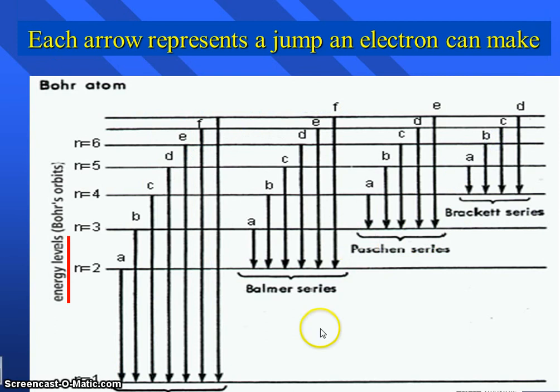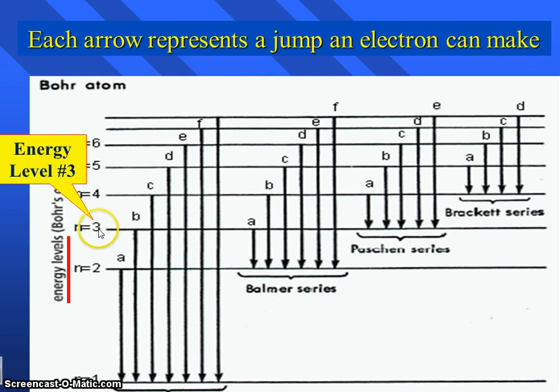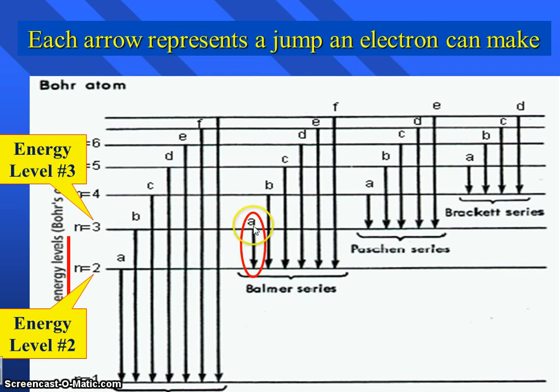Now you can use your charts to answer certain questions. So, if we pick one of these arrows, n equals 3 again represents energy level number 3. If we wanted to find an electron that was jumping from level 3 to 2, we would see, well, here's the arrow representing that. And the arrow has a letter. This is letter A. And there's several different letter A's, but they're in a specific series. So this one's A in the Balmer series, whenever it jumps from 3 to 2.